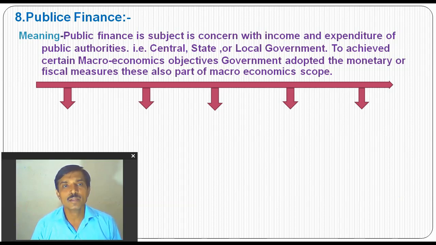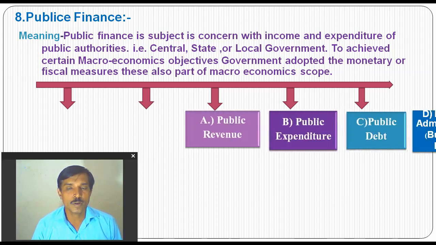Public finance is the subject concerned with the income and expenditure of public authorities like the central government, state government or local government, to achieve certain macroeconomic objectives like full employment, price stability, and economic growth. Government adopts monetary or fiscal measures, and it is also part of macroeconomics. So public finance is the subject matter of macroeconomics because it is concerned with public authorities like the central government, state government or local government.